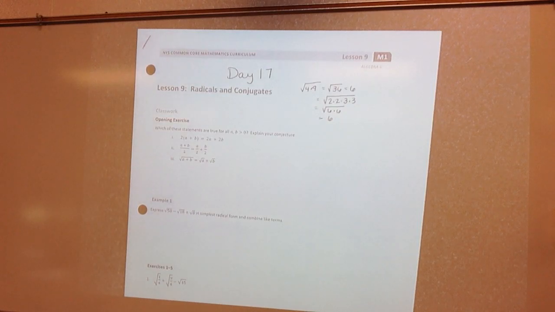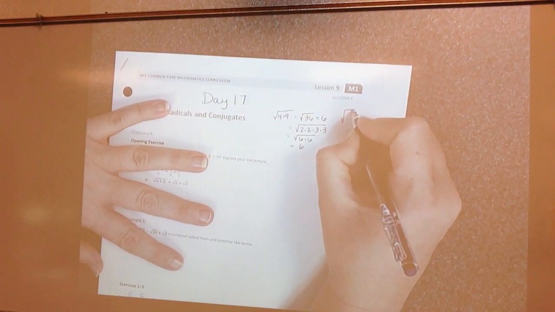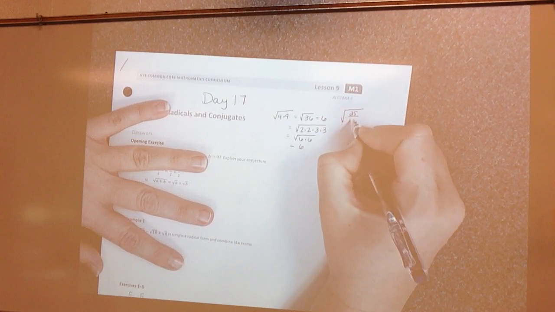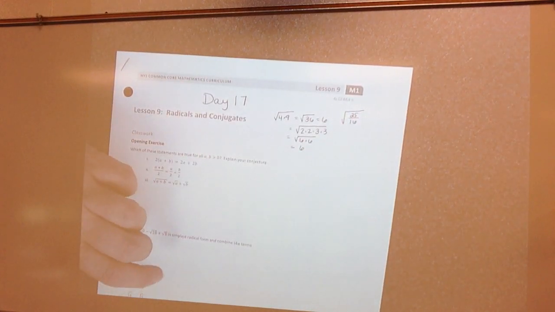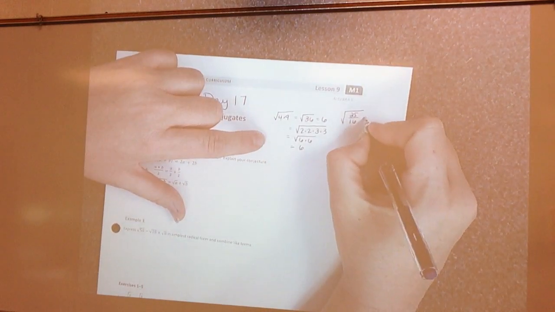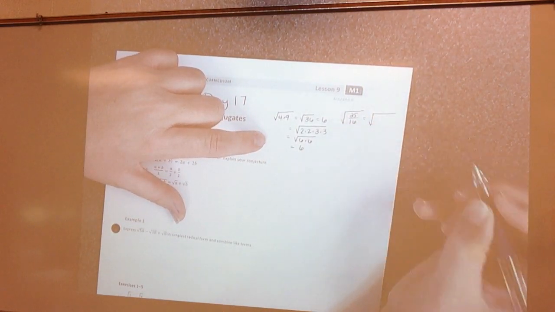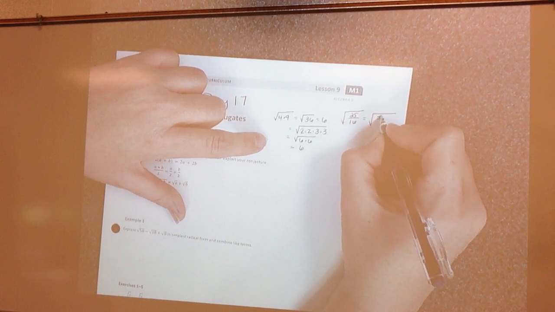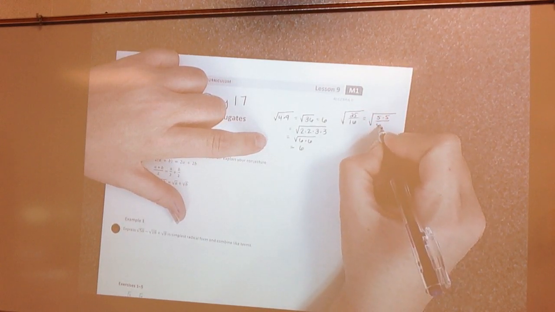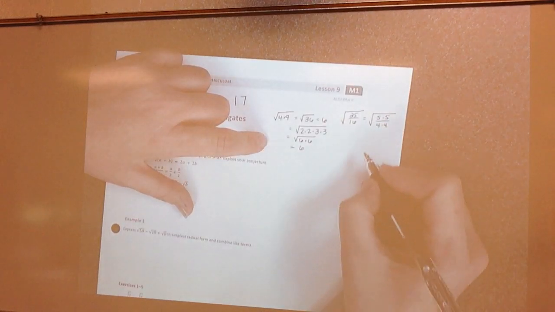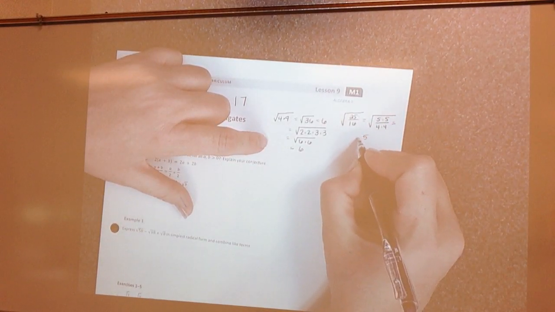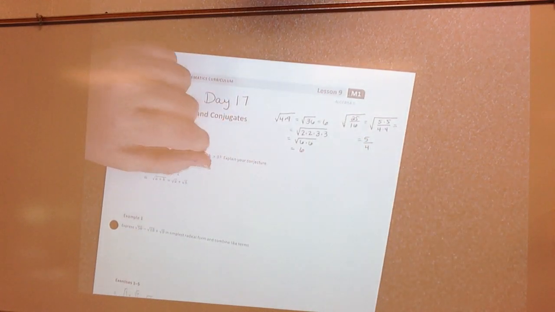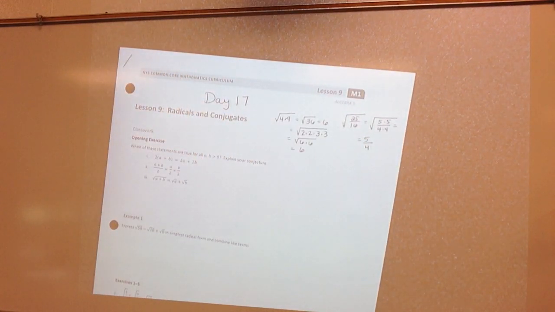Let's think about division for just a second. What if I have the square root of 25 over 16? I can work it the exact same way. I can work it as the square root of 25, which is 5 times 5, the square root of 16, which is 4 times 4. So the square root of 25 over 16 is 5/4. Okay? So that holds true with square roots, that holds true with cube roots.